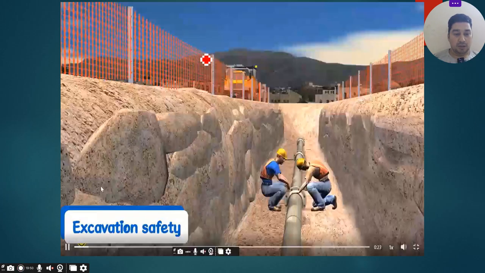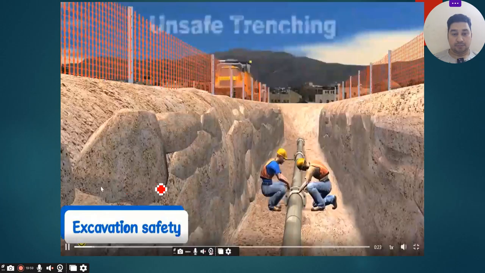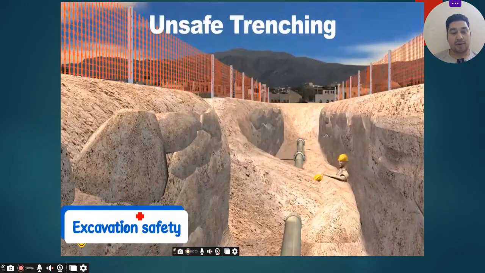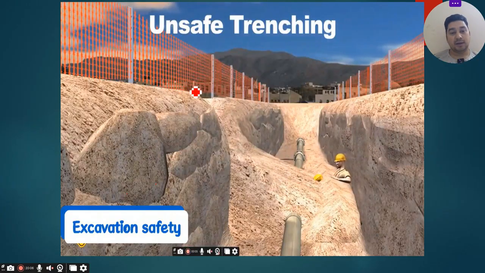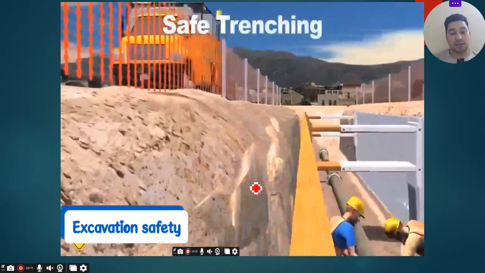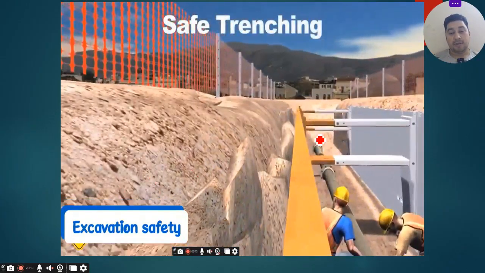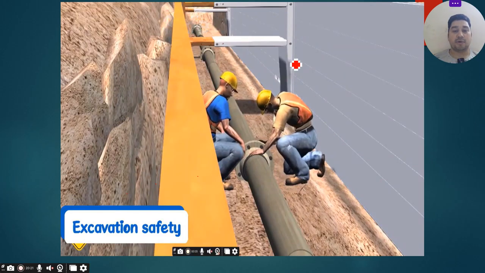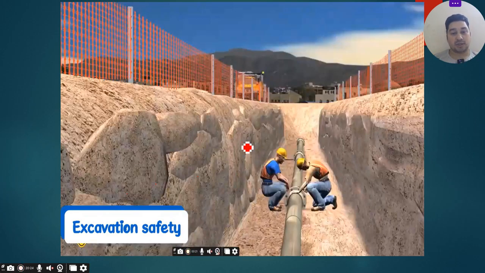Let's go to this video before we start. You can see here there is no protective system, and now a vehicle passes and puts pressure on this wall, and then the wall falls down. Now in this one, even though the vehicle passes here, there is a protective system and the workers are protected. In this way, we can protect our workers by providing the proper protective systems.